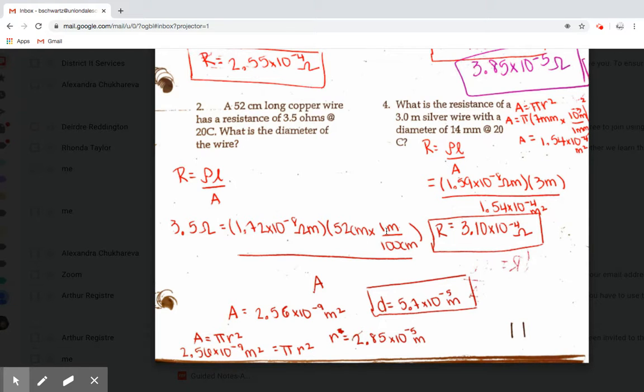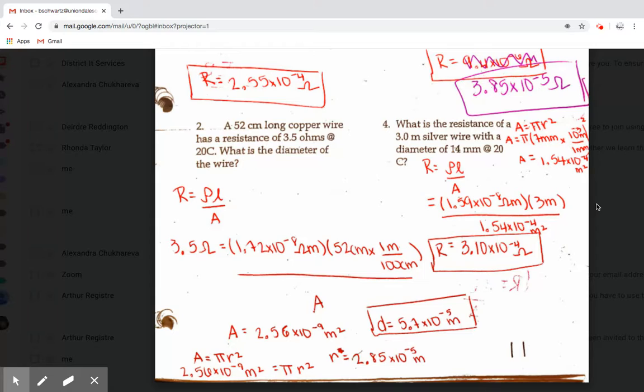It will also always tell you 20 degrees Celsius, because if you look on page 4 at your resistivity chart, it says the resistivity values are at 20 degrees Celsius. So it's just telling you that so that you know you can use those values on your chart. The 20 degrees Celsius doesn't have anything to do mathematically with how to solve for these problems.